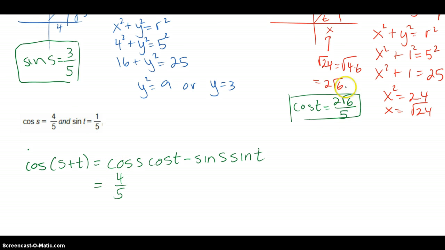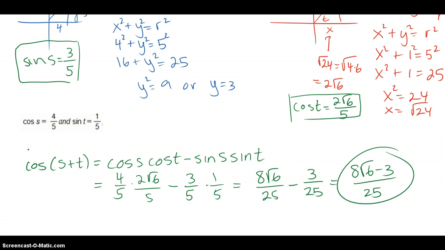Cosine of t, I found that over here. 2 square root of 6 over 5 minus sine of s, which we found is 3/5, and sine of t we originally had is 1/5. So the answer is 8 square root of 6 over 25 minus 3 over 25. And you can put that into one fraction, which is 8 square root of 6 minus 3 all over 25.